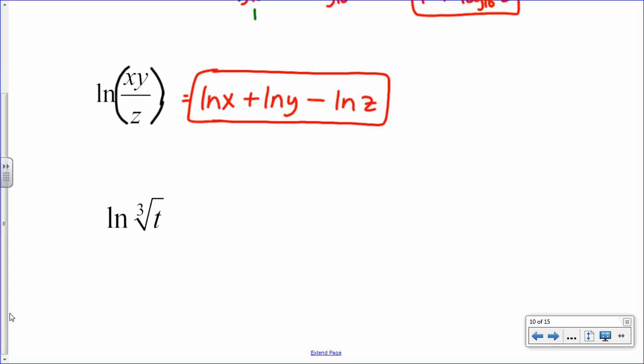So this one looks a little funny. It might not look like there's anything to do, but there is something that we will do with this one because the t is not by itself. We want it to just be natural log of one thing.